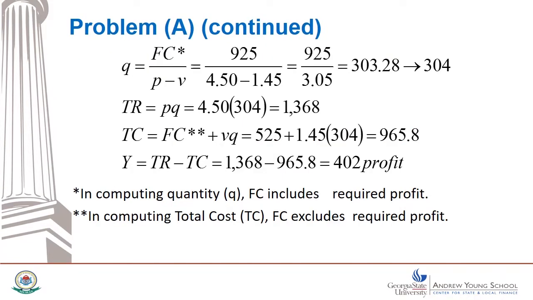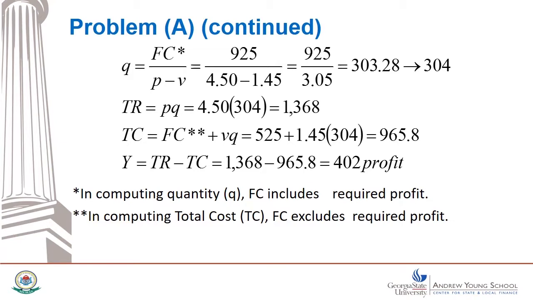Now let's get into our equations. We solve for quantity as equal to fixed costs, which are the $525 plus our required profit of $400, for a total of $925. That's divided by 3.05, which is the result of the price of $4.50 per pie minus the variable cost of $1.45 per pie. Since we can't make a fractional pie, our result is rounded up to 304 pies.